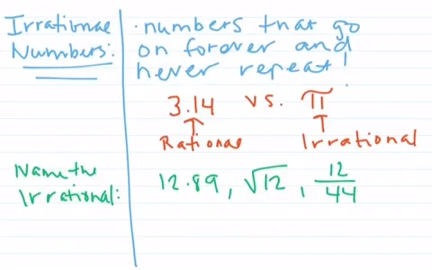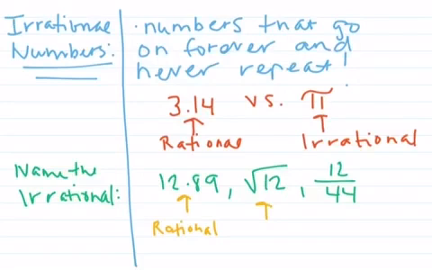Okay, we're going to identify the irrational, and let's justify our answer. So 12 and 89/100ths. This is a decimal. It terminates, it stops. So we learned yesterday that decimals that terminate are rational numbers. So that's not irrational.